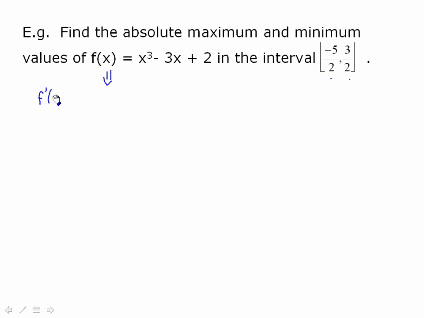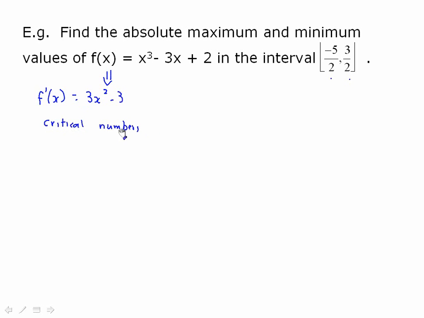So f prime at x is equal to 3x squared minus 3. And be aware that within that interval, -5/2 to 3/2, there are no gaps. So the domain is simply -5/2 to 3/2. No holes in the graph. So critical numbers are always found where the derivative is equal to 0 and where the derivative does not exist. In this case, the only critical numbers are going to be where it's equal to 0. So critical numbers, let's get these out of the way.